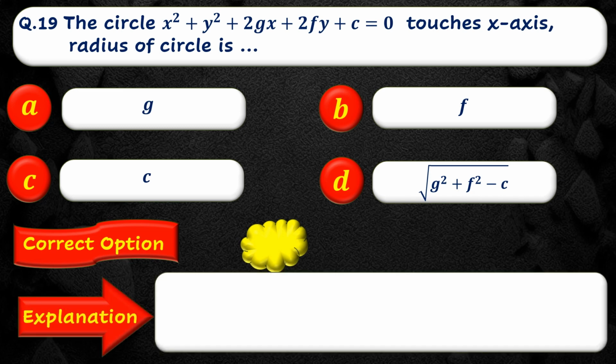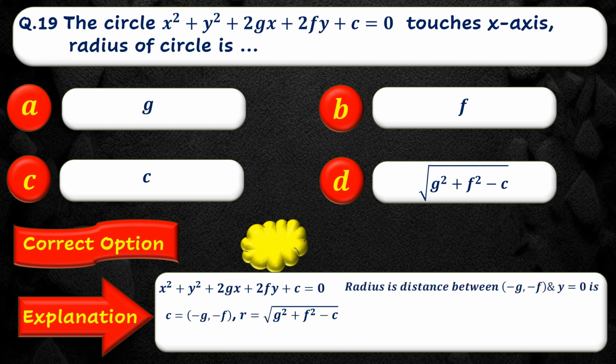The given circle is x² + y² + 2gx + 2fy + c = 0. Its center is (−g, −f). The radius is the square root of g² + f² − c. Since the x-axis is tangent to the circle, the distance between the x-axis and the center of the circle must be the radius of the circle. Therefore, the radius is the distance between (−g, −f) and the x-axis. The equation of the x-axis is y = 0. Applying the distance formula for a point and a line, we get the radius to be f. Therefore, the correct option is option B.